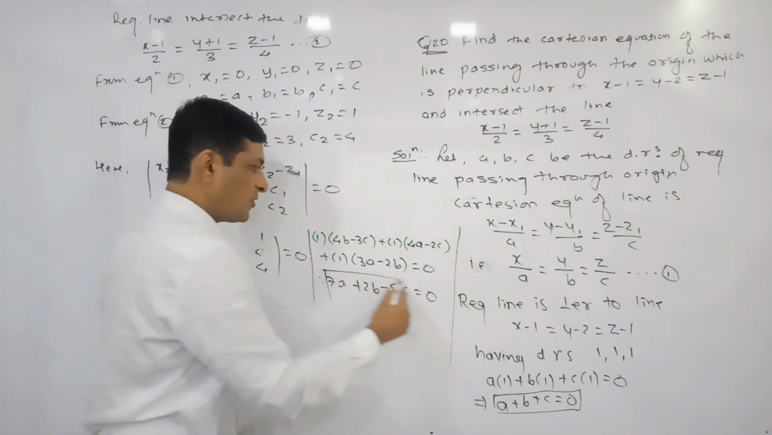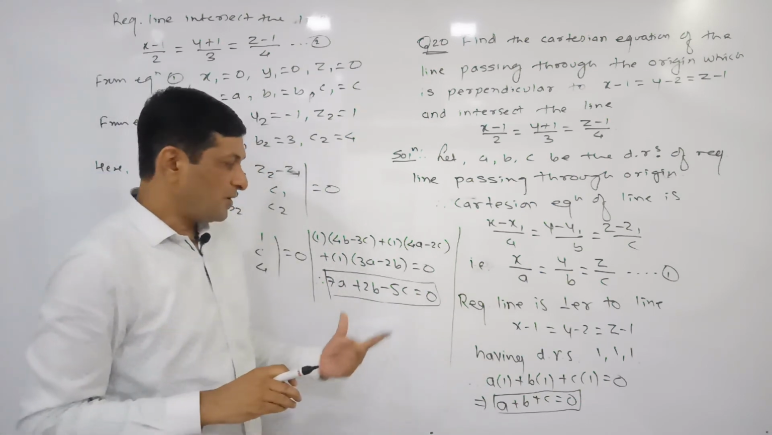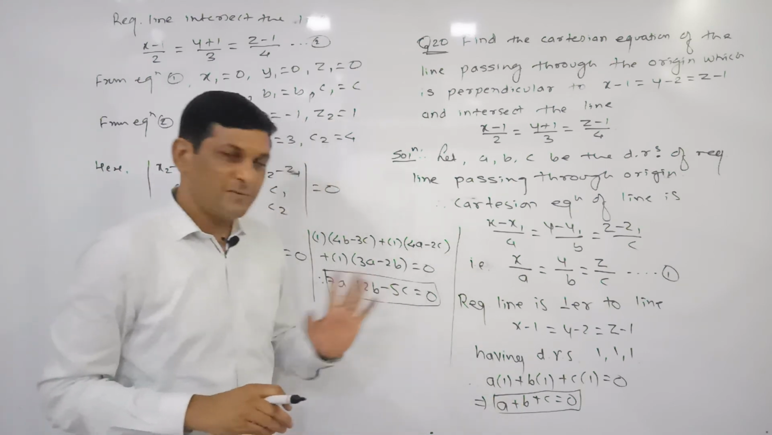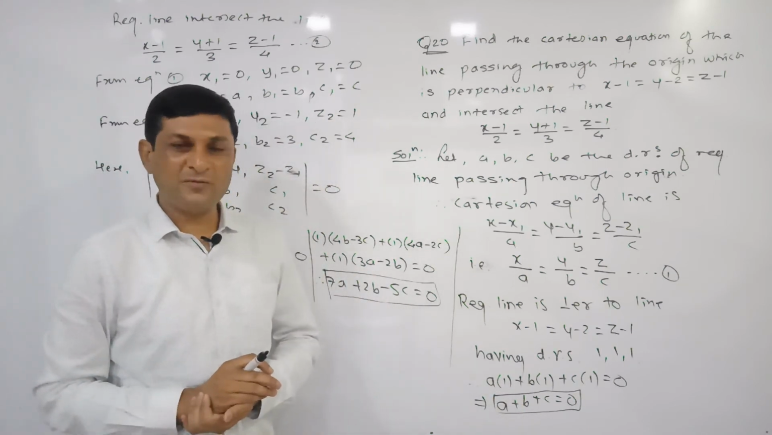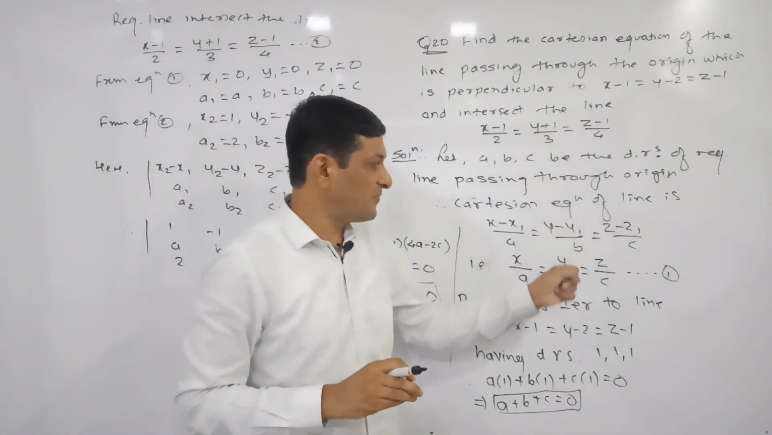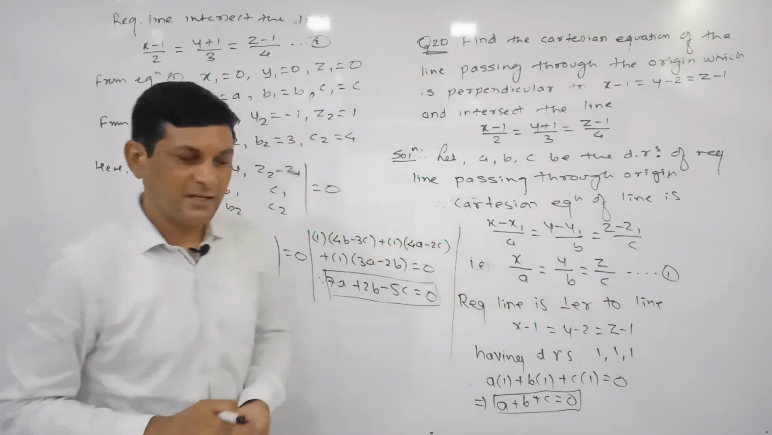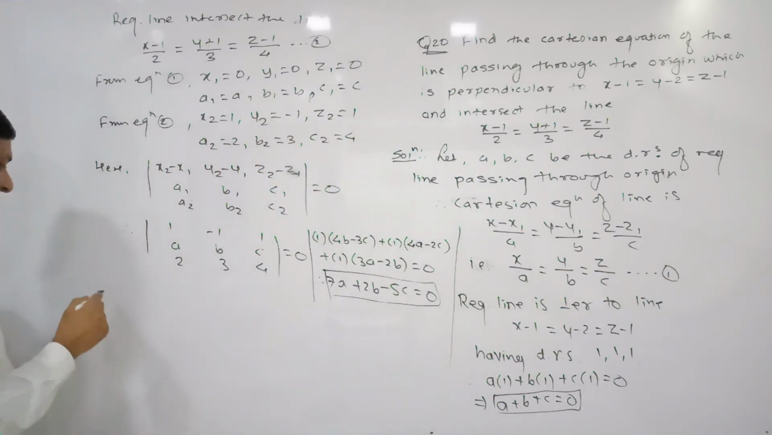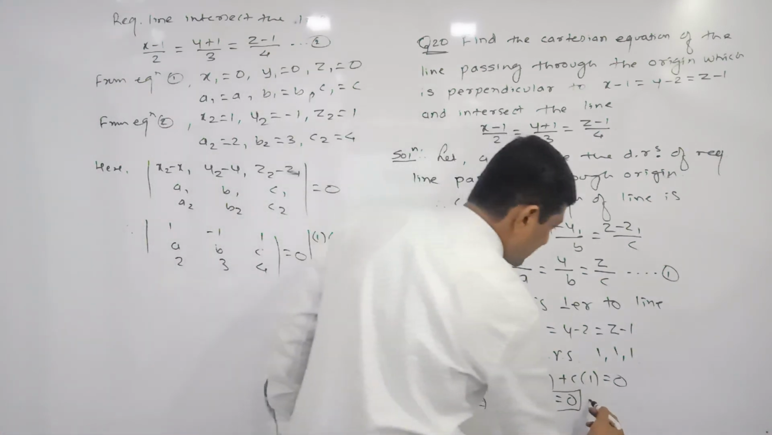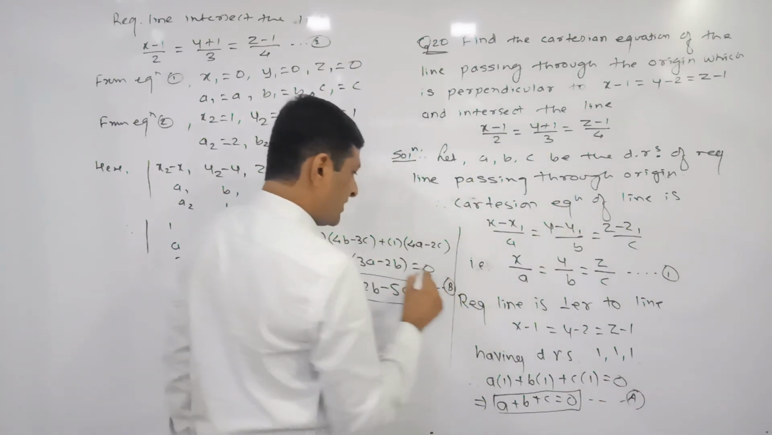In this way we have got the second equation in terms of a, b and c. So if you observe this equation and this equation, by solving these two equations we are trying to find the value of a, b, c. Once the value of a, b, c is known to us, substitute it in this equation, and we will get the required Cartesian equation of the line. So let us try to solve these two equations. Let us denote this equation as equation A and this equation as equation B.